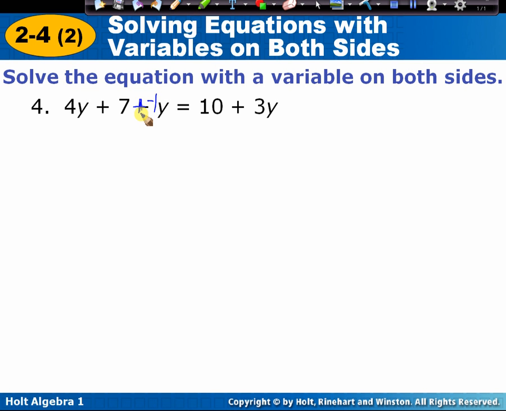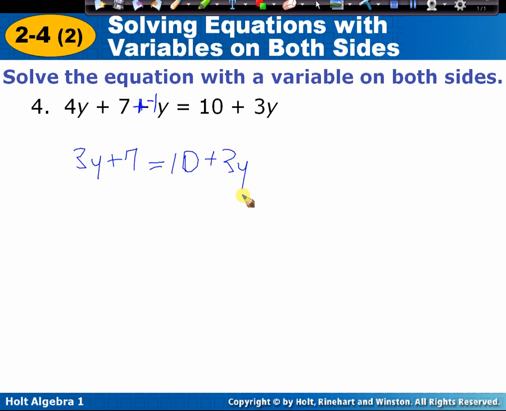So we look on this side of the equation and we do have like terms on this side of the problem. We have 4y and negative 1y. 4 minus 1 is going to give us 3y. And I'm going to bring down my plus 7, my equal sign, my 10, and my 3y on the other side. So now, I don't have any more like terms on the same side of the equal sign. I have to pick a side and move my variables to be on the same side together.